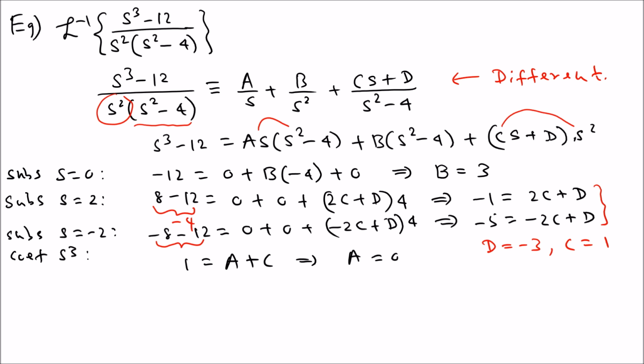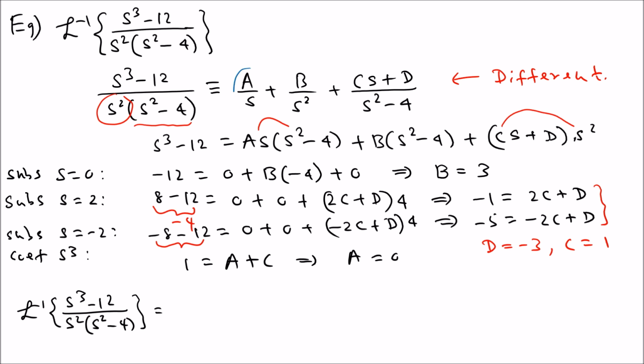Okay, so we found all the numbers that we need, and now we can write the transform. It is easy to find. So now we can write the answer. It is L inverse of s cubed minus 12 over s squared minus 4, and then we use the formulas. Now we know a equals 0. So that means this term is gone.